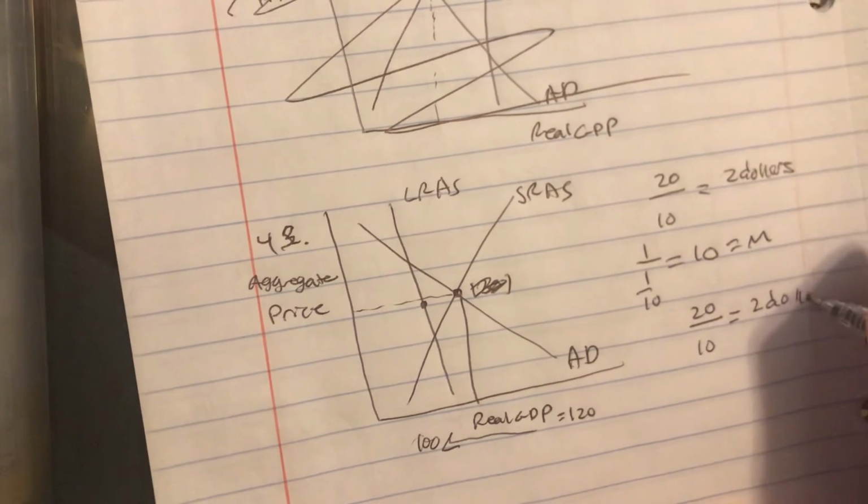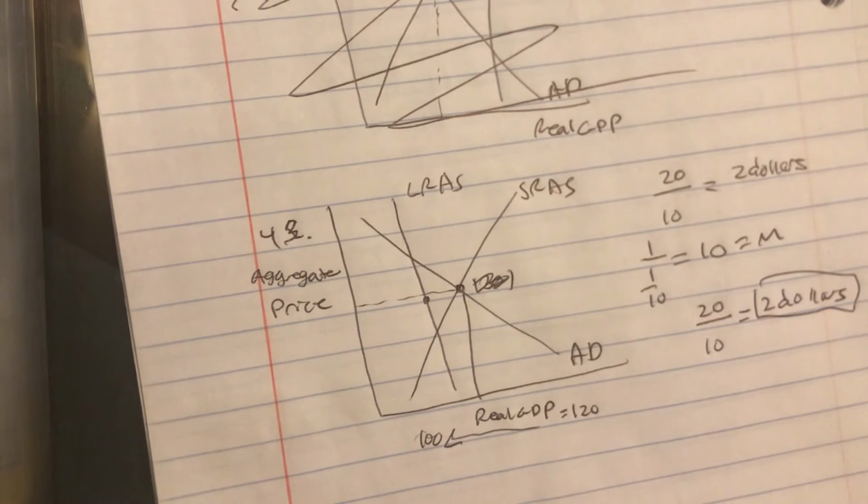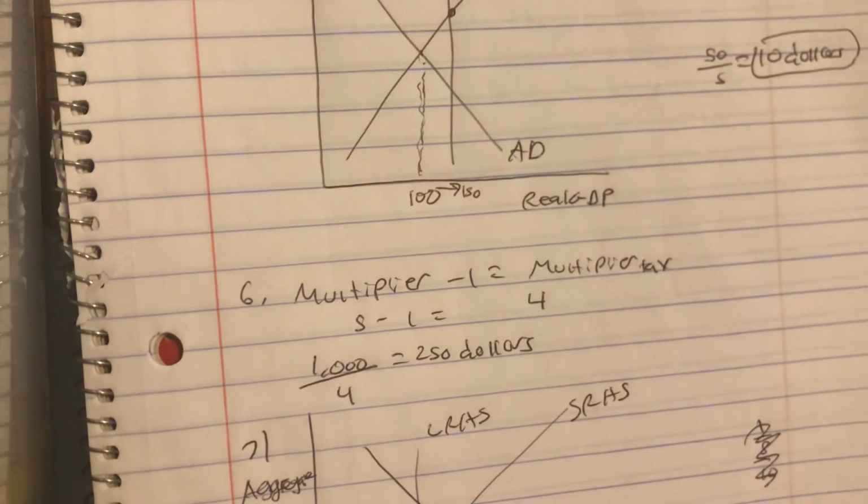So we need to cut spending by $2 in order to get the real GDP back down to $100. Now the next question is, if the US is in a recession and real GDP is $50 below the potential GDP of 150, how much should the government increase spending to end the recession if the MPC is 80%?